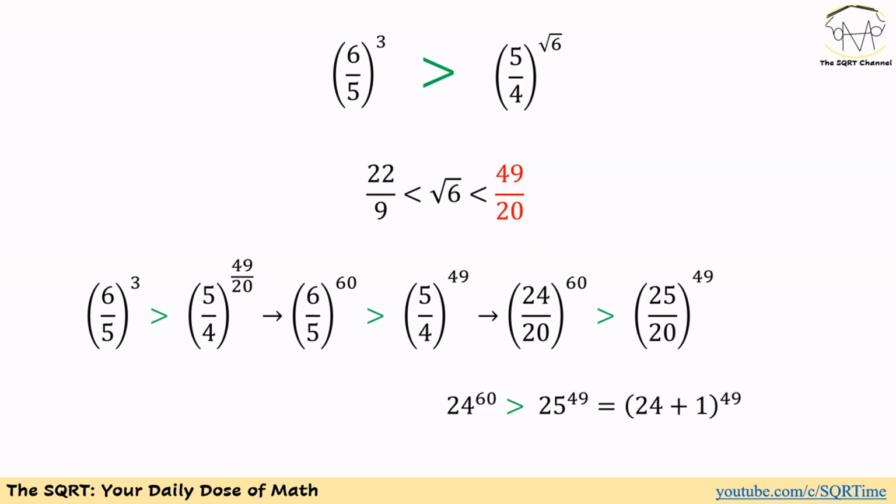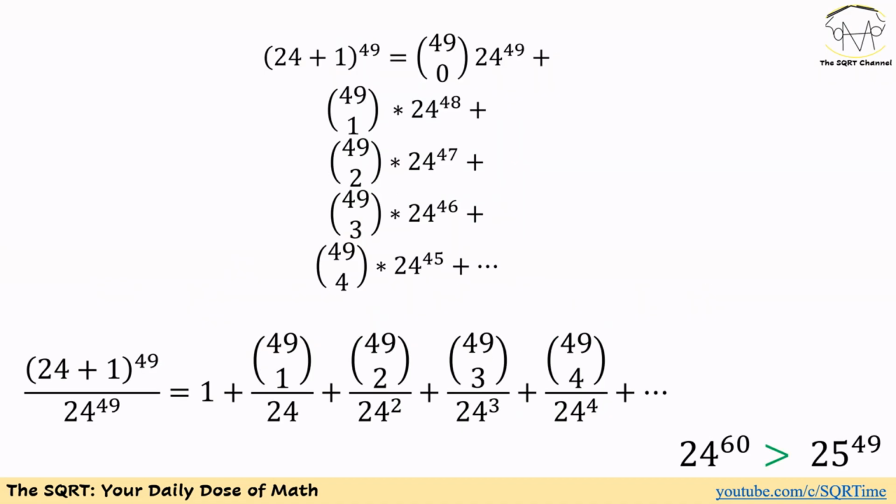Since we have 20 in both denominators, I'm going to remove that. And what I'm going to show is that 24 to the power of 60 is greater than 25 to the power of 49. Now I'm going to write 25 as 24 plus 1, and we will take it from there. Let's expand 24 plus 1 to the power of 49 for now. We're going to write it as 49 choose 0 times 24 to the power of 49 plus 49 choose 1 times 24 to the power of 48 plus, and so on and so forth.